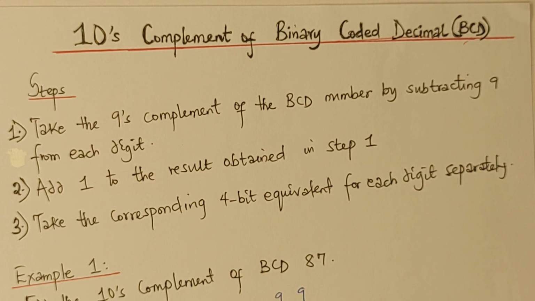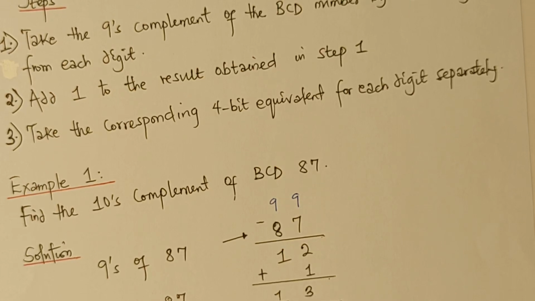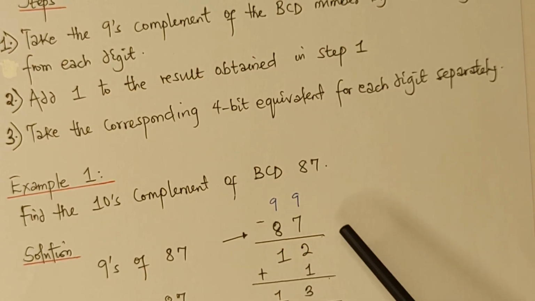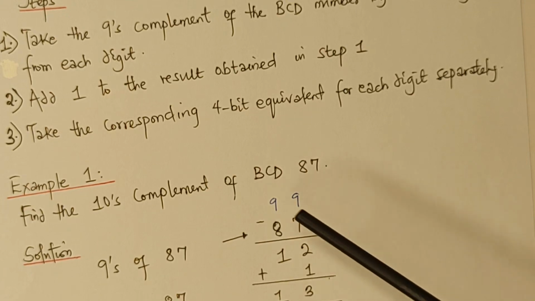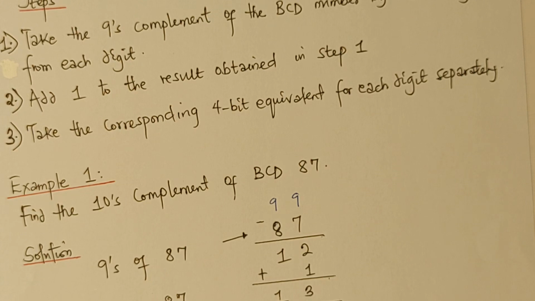So let's go with example 1. Now we are asked to find the 10th complement of BCD 87. Now, to proceed, our first step says that we are going to take the 9th complement. And in the 9th complement, we are asked to subtract each digit from 9 because we are dealing with the 9th complement. Now with that, we are going to have something like this, which is 9 minus 8, 7. So 9 minus 7 will be 2. 9 minus 8 will be 1. Remember, this is just all about 9th complements. In this topic, we're talking about 10th complements.